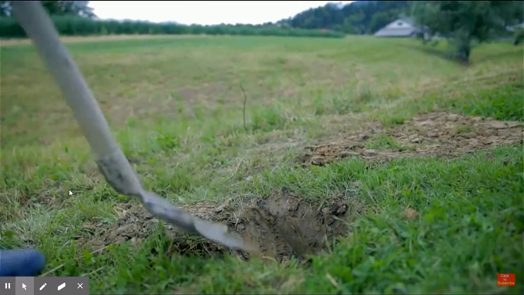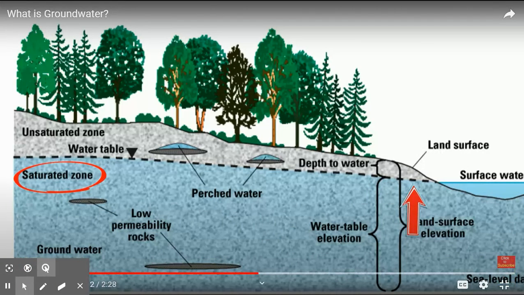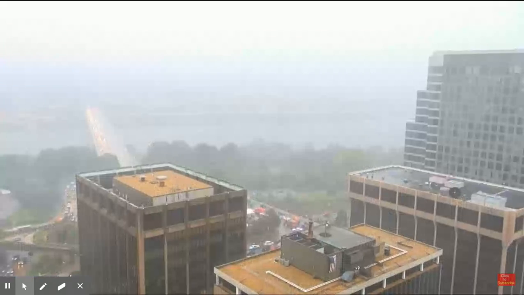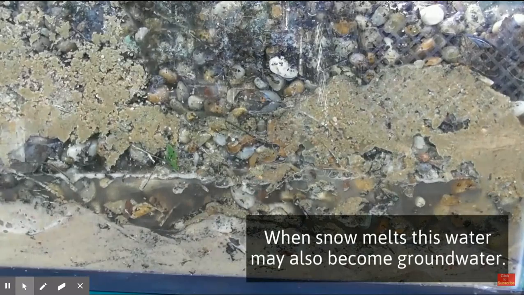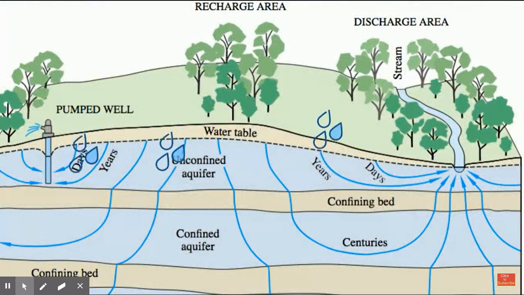The first water you strike is called the water table. Below the water table, the rock may be completely soaked. This is called the saturation zone. The rocks and minerals above the saturation zone may be dry and is called the unsaturated zone. So how does this water end up in the ground? When it rains, some of the water moves down into the ground. If this water moves deep enough, it can stay there for a long time, like thousands of years.